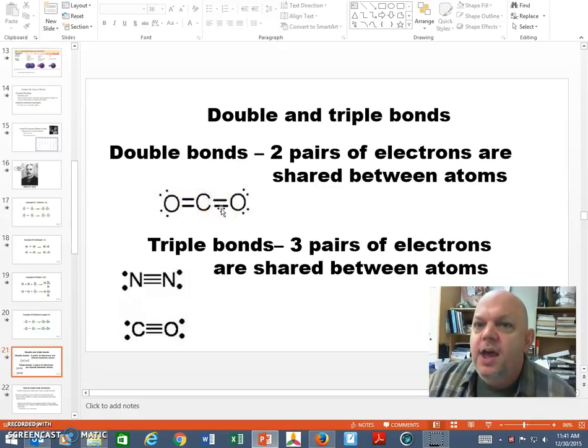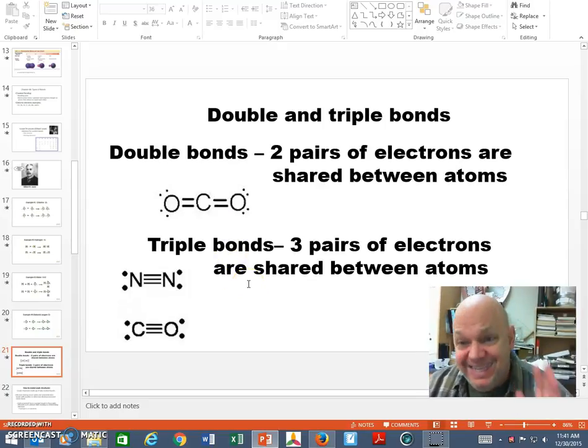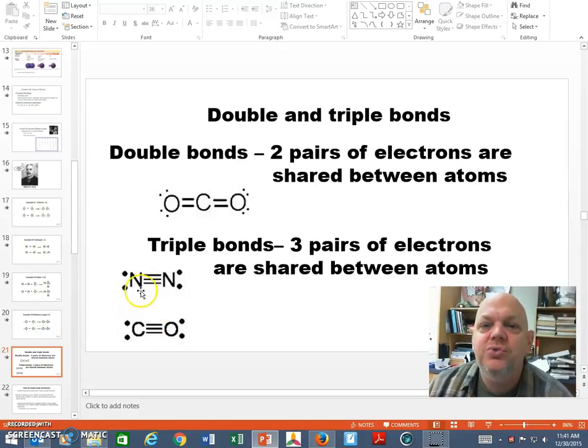So wait, carbon's got 2 double bonds. Right, so how many electrons surround the carbon atom? 8, because a double bond has 4 electrons being shared, times 2 of these double bonds, and we end up getting 8 electrons there. Now, triple bonds, they're more rare, but they exist. There are 3 pairs of electrons that are shared between atoms, like nitrogen, N2 gas, and carbon monoxide gas.